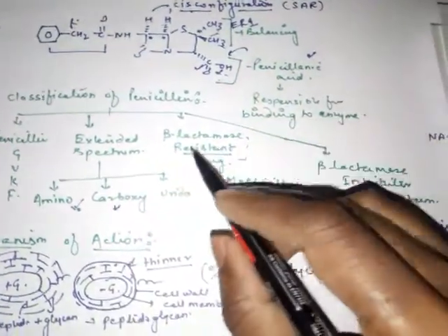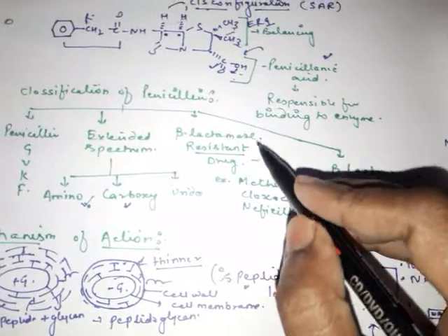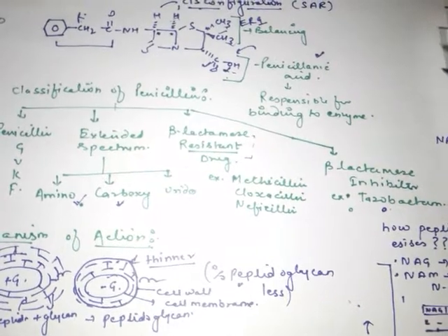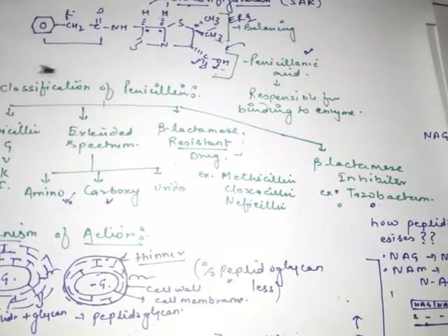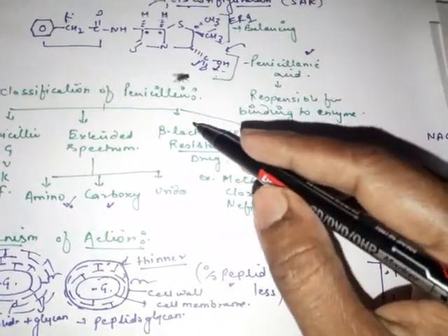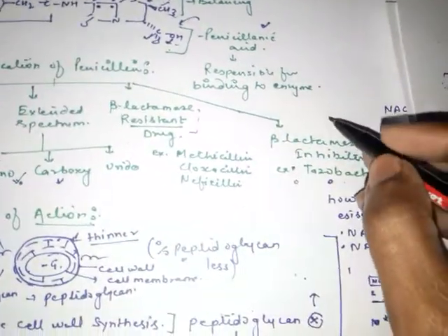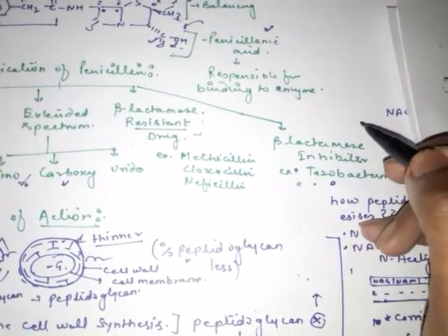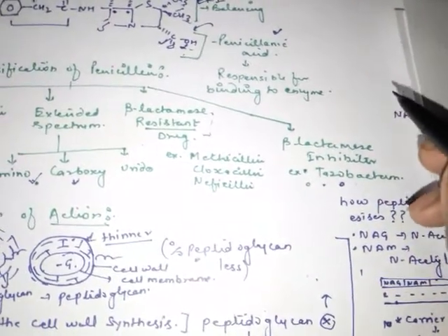The third one is beta-lactamase resistant penicillin. These are the drugs which are resistant to enzymes, so there will be no effect of any bacterial enzyme on the beta-lactam ring. They are resistant to any enzyme. The next one is the beta-lactamase inhibitor. These inhibit the beta-lactamase or penicillinase enzyme, by which the beta-lactam ring will not be degraded. So it is a type of penicillin.